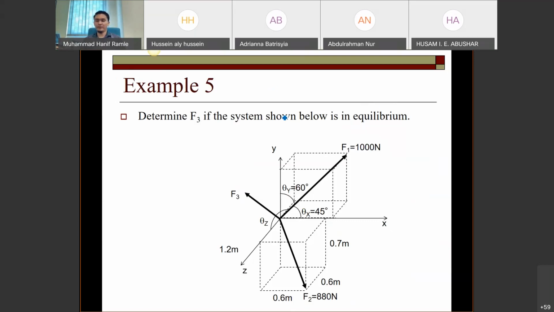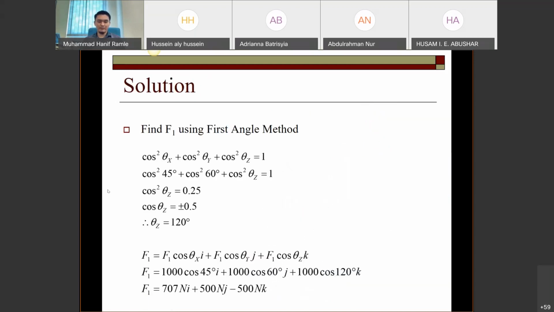And for the Z component? Minus 978.14. No, wrong. The Z component is negative 500. Yes. Okay, so this is the answer for F1.